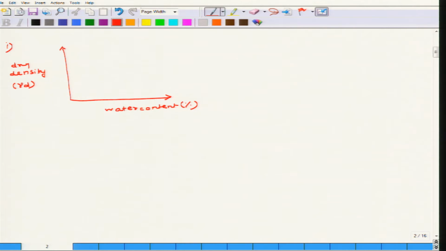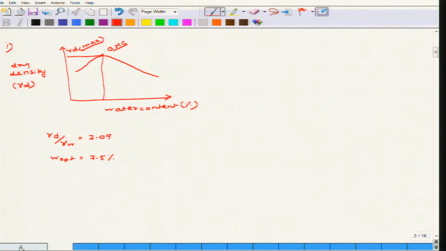Basically the graphs look somewhat like this, as we have already seen in the lectures. So this point, the topmost point, corresponds to the OMC or the optimal moisture content, and this also corresponds to the gamma D max, the maximum dry density. So it is found that gamma D by gamma W is 2.09 and the optimum moisture content or the OMC is found out to be 7.5%.